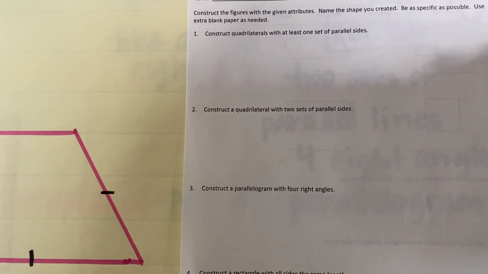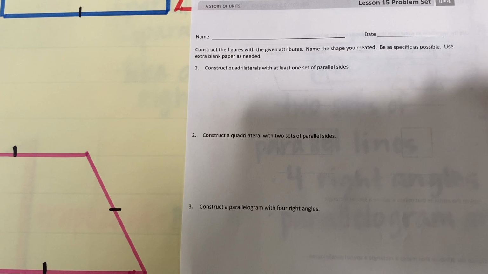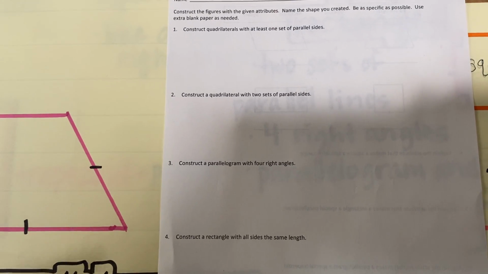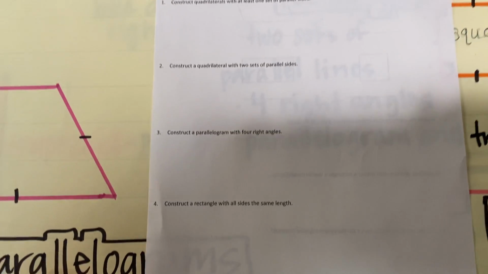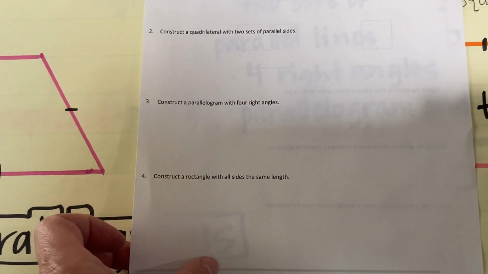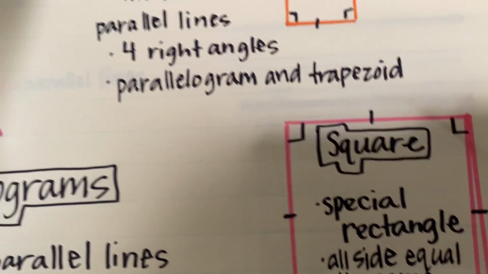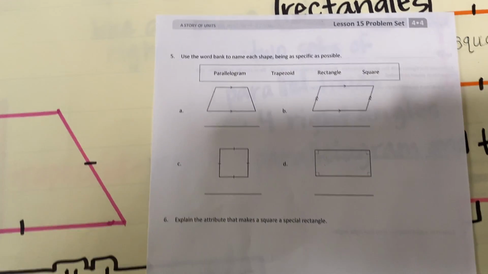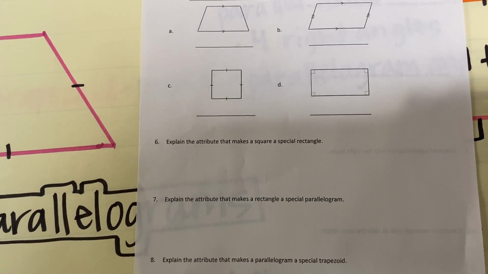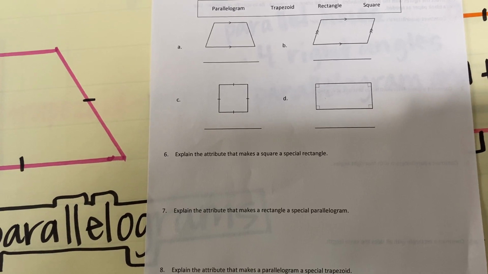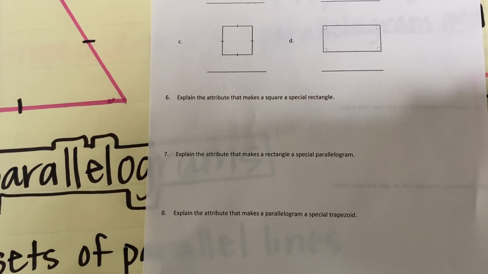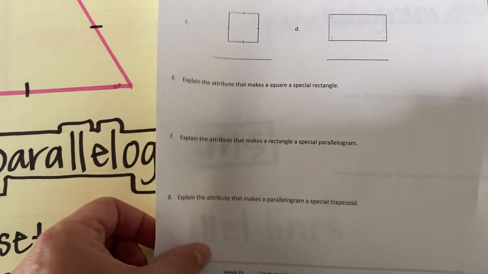The next one is to construct a quadrilateral with two sets of parallel lines. Your parallelograms, rectangles, squares. Construct a parallelogram with four right angles: rectangles, squares. Construct a rectangle with all sides that are the same length. That is your square. Then they're going to give you some shapes. You're naming each shape and explaining what makes a square a special rectangle, what makes a rectangle a special parallelogram, and explaining the attributes that make a parallelogram a special trapezoid.